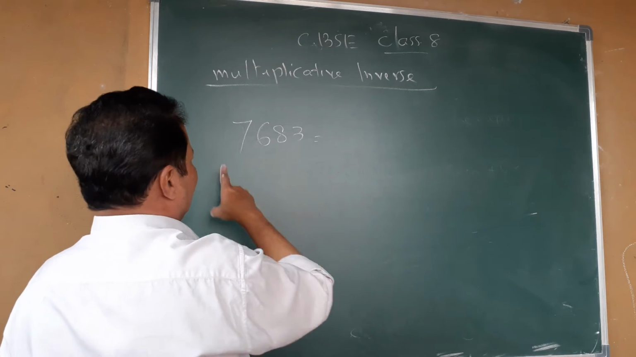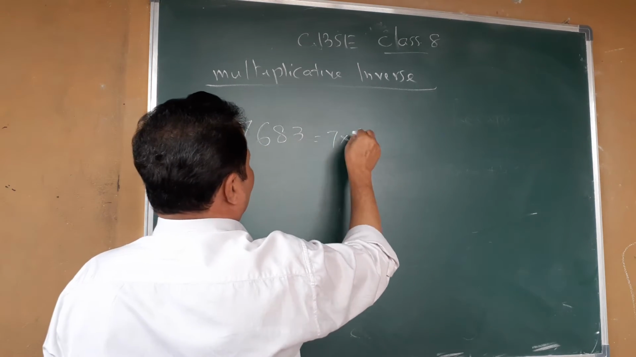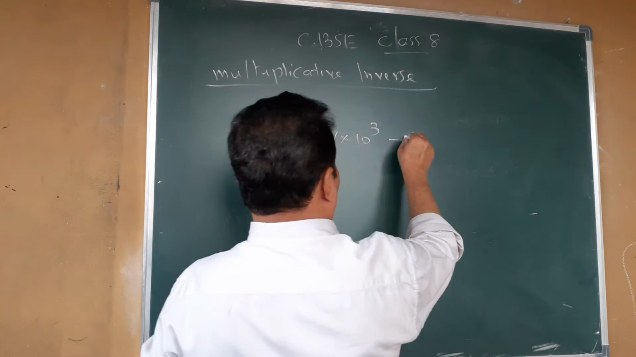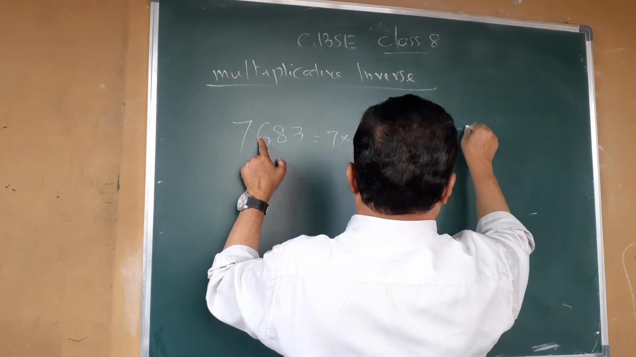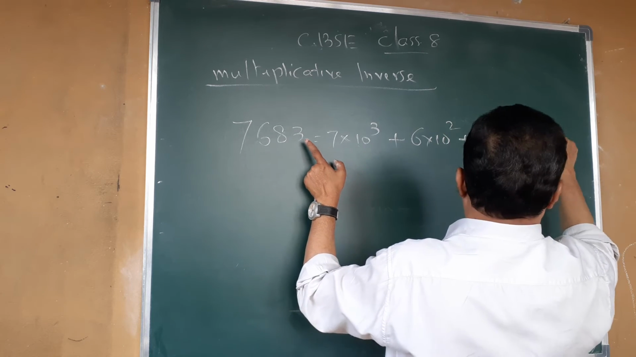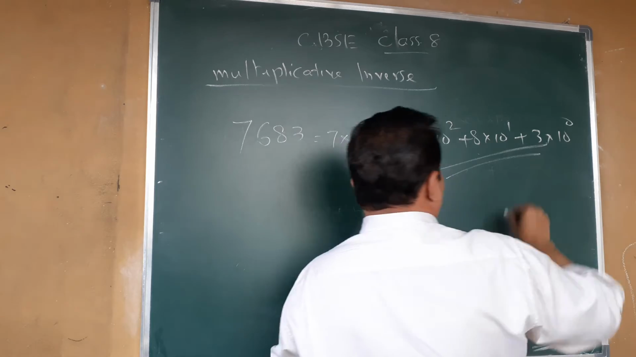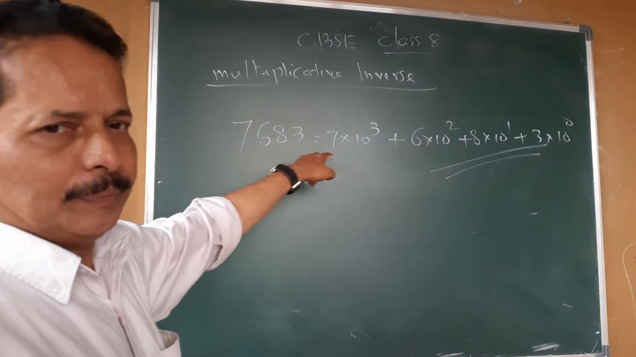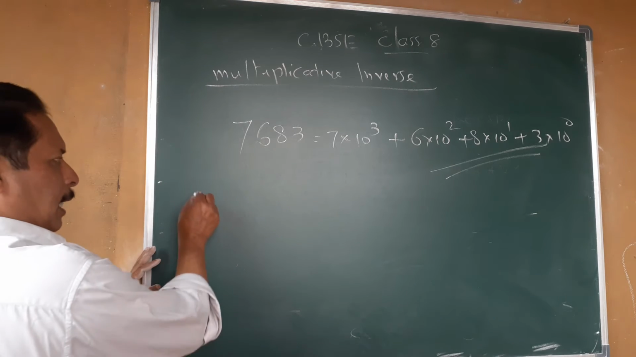7,683. Are you ready? 1, 2, 3, 4 means 10 raised to 3. If there are 4 digits, it is 10 raised to 3. Next, you can all say 6 into 10 raised to 2, 8 into 10 raised to 1, last 3 into 10 raised to 0. That's our answer. Write in exponential form. This is your answer.